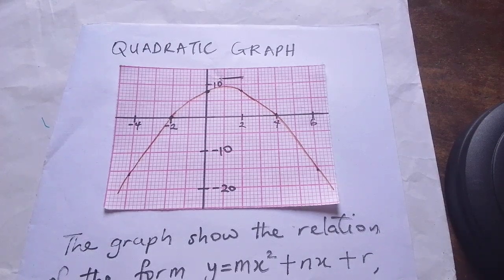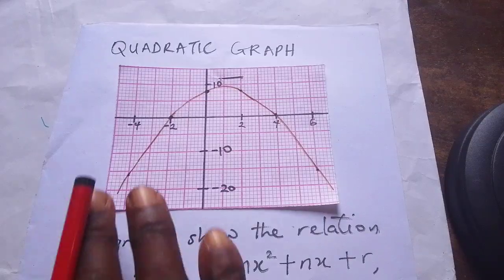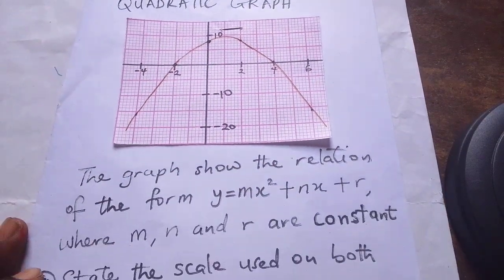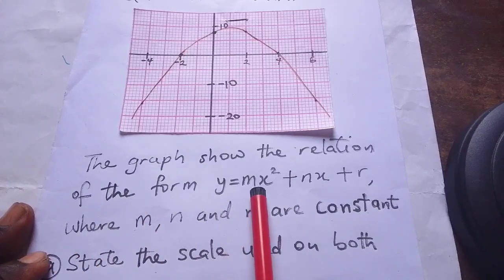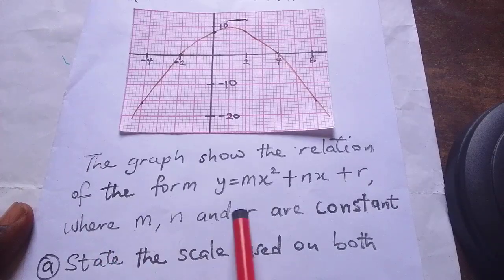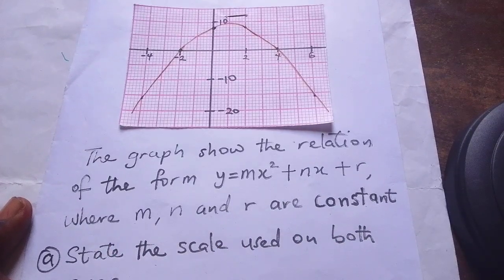Hello students, now we want to look at this question. Assuming you are not given the quadratic equation, what you can see here is just the graph. The graph has been drawn for you. So the graph shows the relation of the form y equals mx squared plus nx plus r, where m, n and r are constant. State the scale used on both axes.